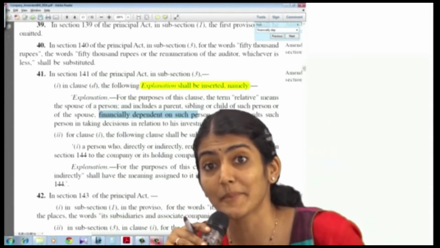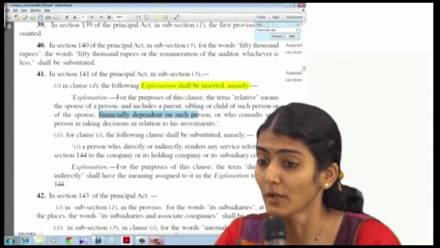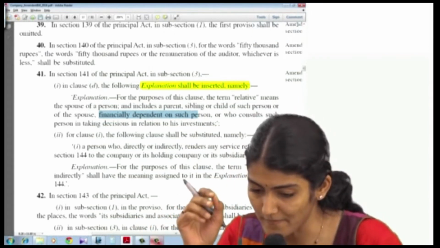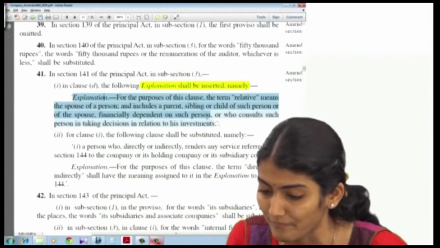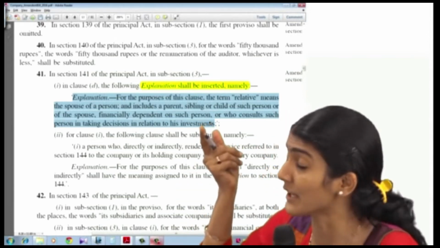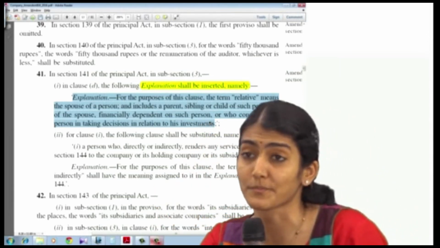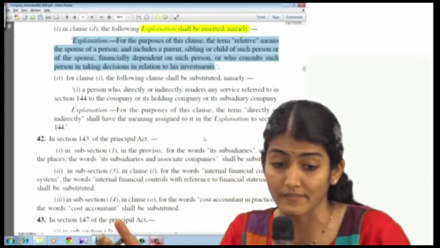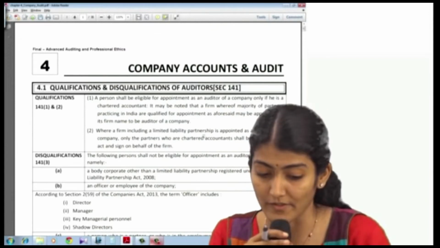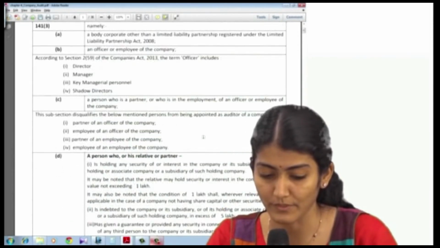Latest. Companies Amendment Bill 2016. Okay. So I'll show you all the highlights which I've done. But this specifically I wanted to highlight for you. You understand the definition of relative? Financially dependent on such person or who consult such persons. What does it say? In taking decisions in relation to its investments. It's there in your books also. So no need for you to worry.